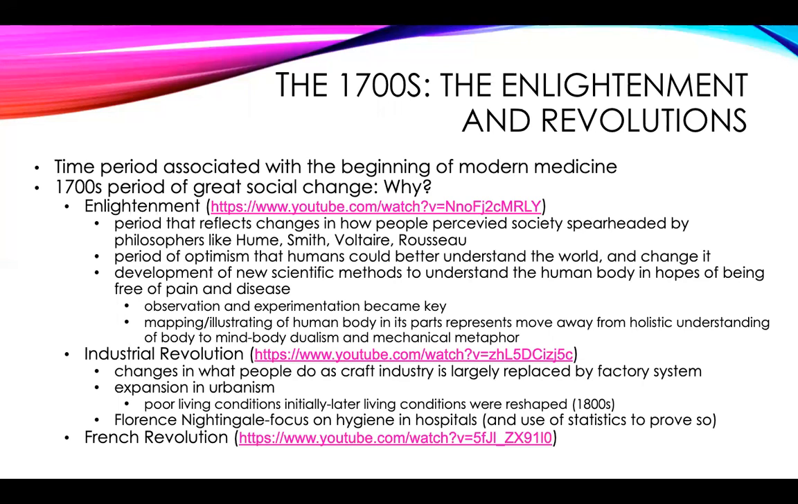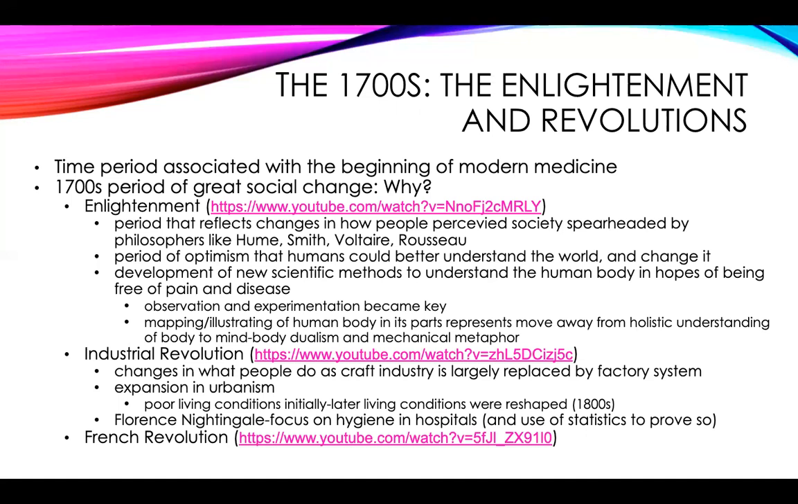And this is the time period associated with the beginning of modern medicine. And as your book notes, the 1700s was a period of great social change. And they kind of give you three reasons why, two of which they then talk about in more detail and one of which they don't. Those three reasons being the Enlightenment, and I give you a video if you want to learn some more about it, the Industrial Revolution, once again, a video for that if you want to do more exploration, and finally the French Revolution. So they talk specifically about the Enlightenment and Industrial Revolution.